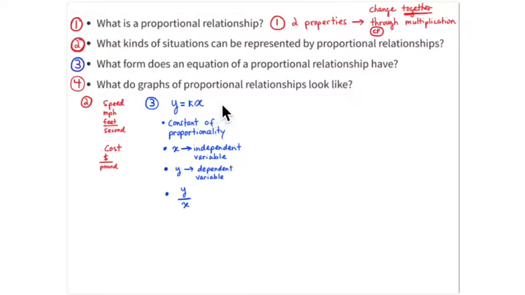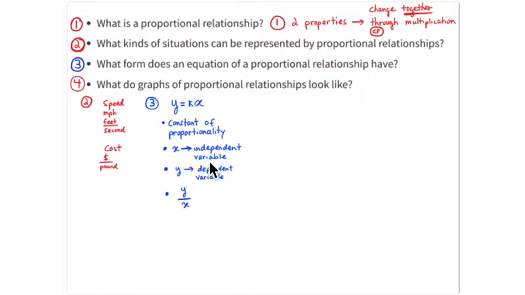What form does the equation of a proportional relationship have? So this is y equals kx. It's two factors. This is a basic multiplication fact, but one of the factors is the constant of proportionality. The second factor is usually the independent variable. That's the x coordinate or the x value.